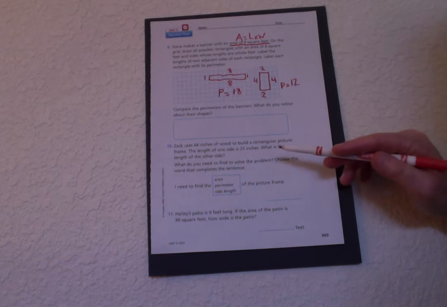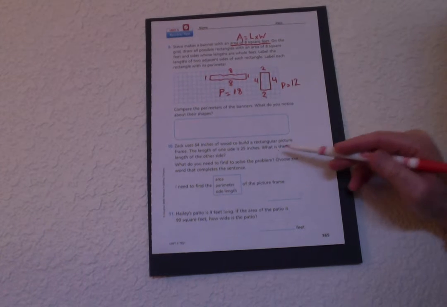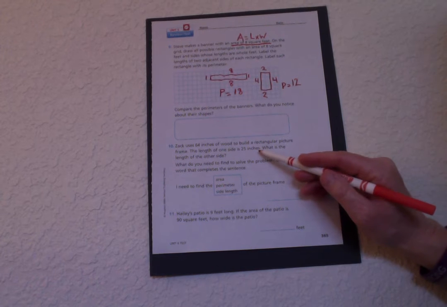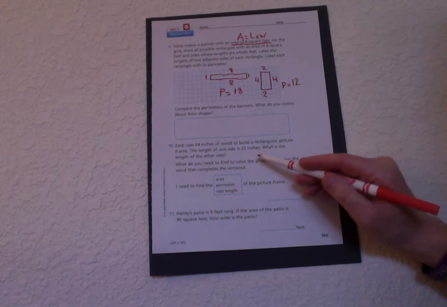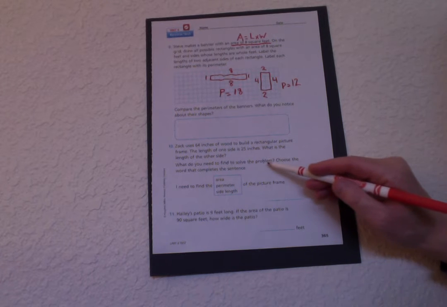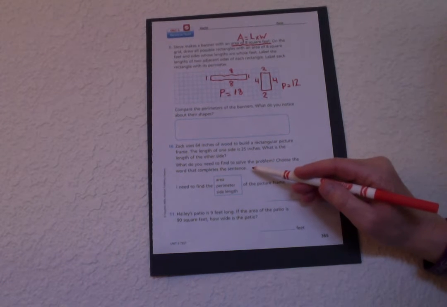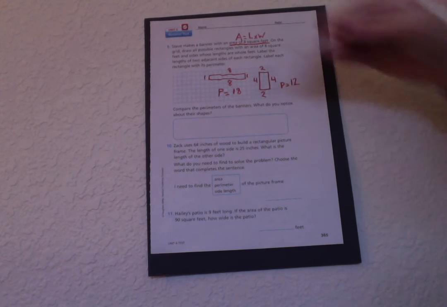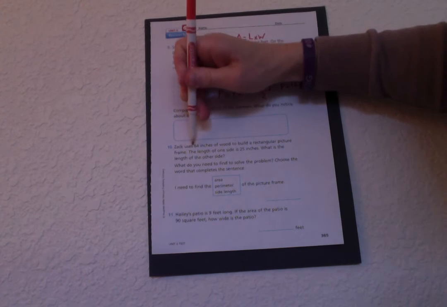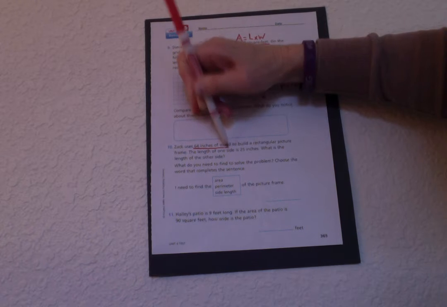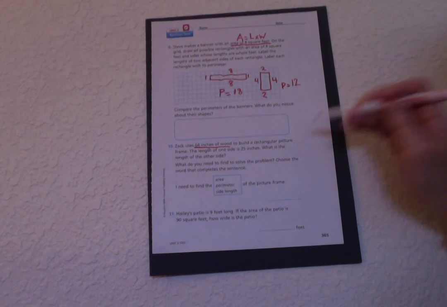Zach uses 64 inches of wood to build a rectangular picture frame. The length of one side is 25 inches. What is the length of the other side? What do you need to find to solve the problem? Choose the word that completes the sentence. Okay, well, I'm going to draw this out actually. I know I've got a total here. He uses 64 inches of wood to build a rectangular picture frame.